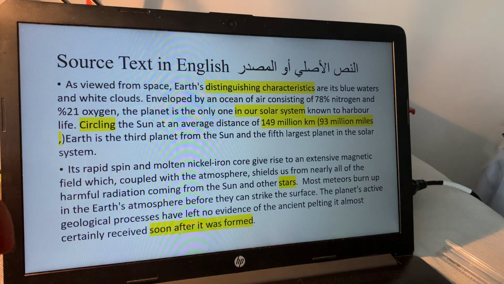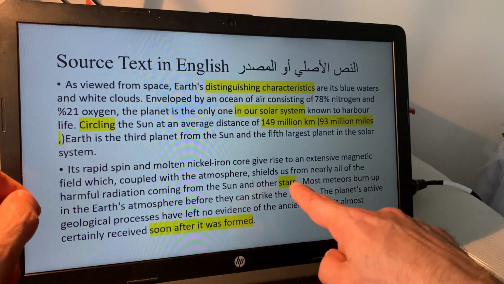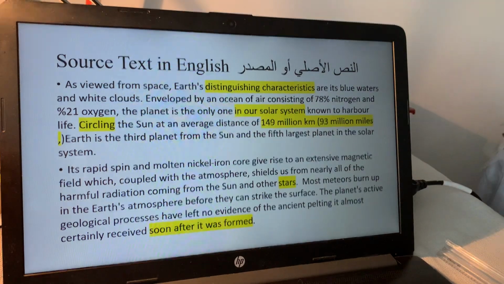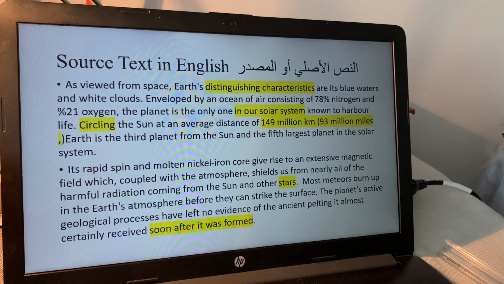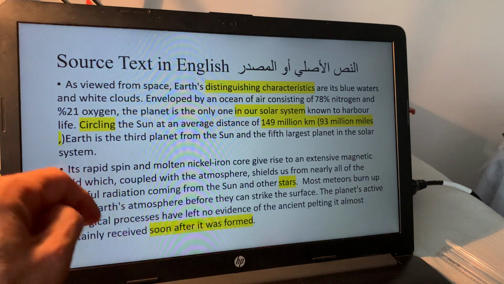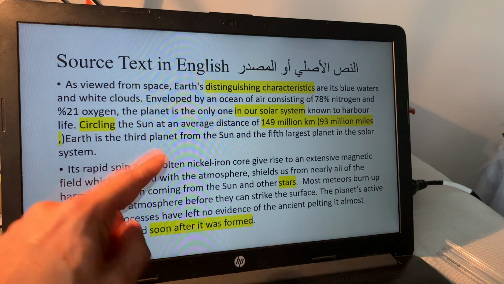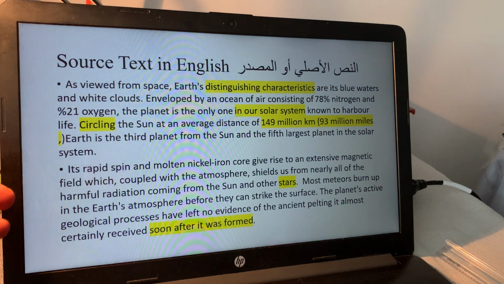In the second one, we find that there is an issue about the word stars and planets. We need to know that planets are the ones that reflect the light, whereas stars produce light. They are the source of light. And then soon after it was formed, that was the word it is referencing to what? To the planet, of course, which is the Earth.